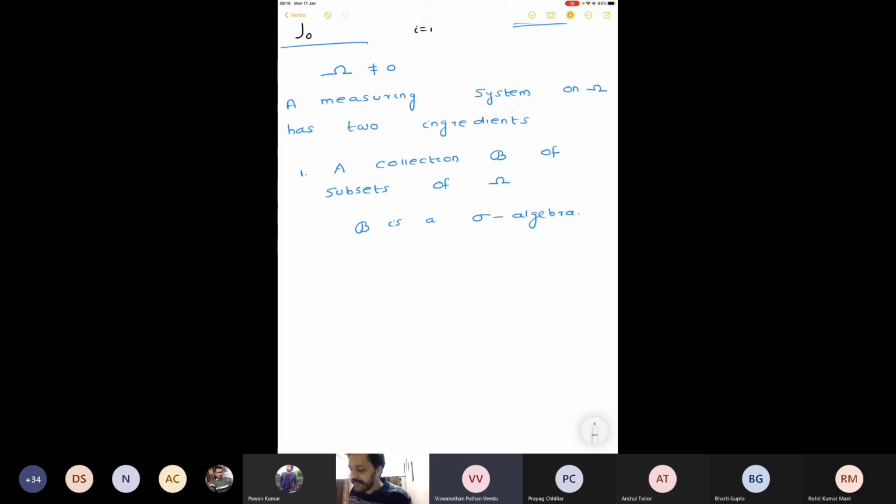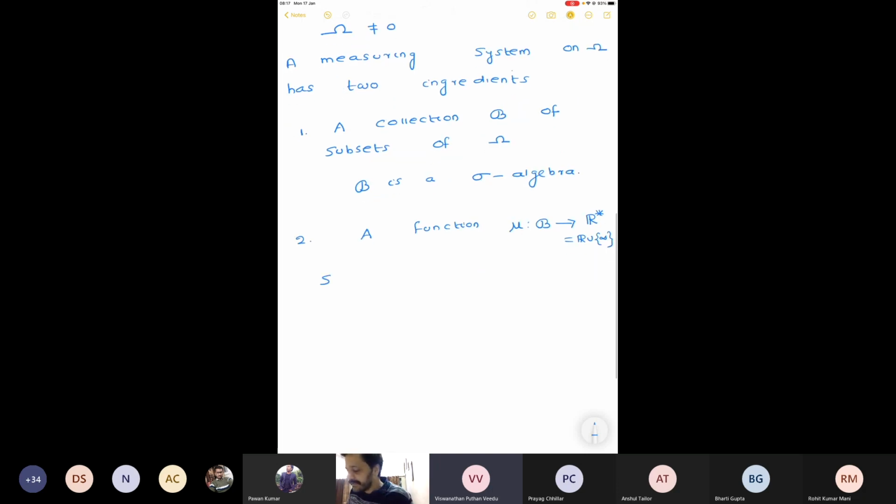And the second ingredient is a function mu from B to R star, which is R union infinity. In fact, you can say closed interval 0, infinity, infinity included, satisfying certain axioms or properties. So these are the two basic ingredients for a measuring system.